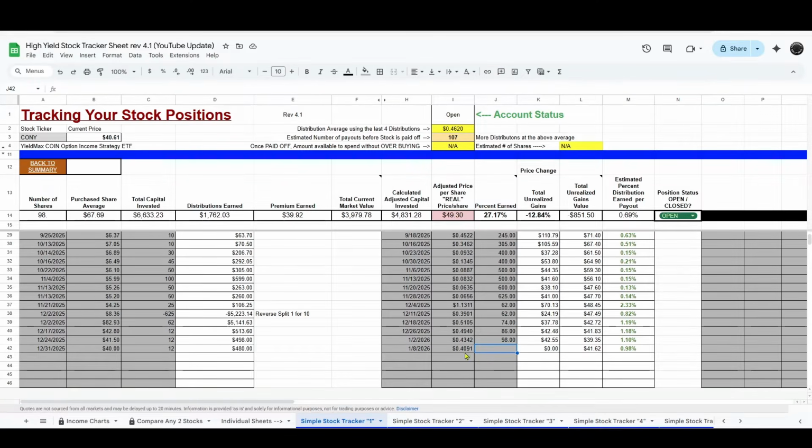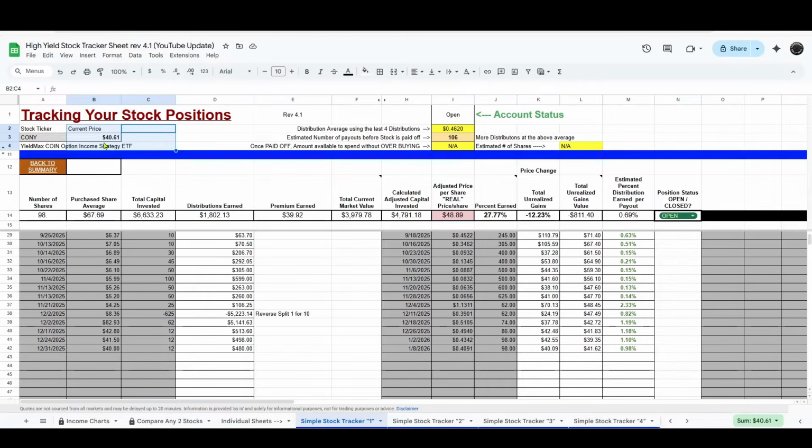And how many shares do I have? I've got 98 shares. So my real price per share of $49.30 now becomes $48.89. And with the current price of $40.61, I am still down on the play. But as I've said before, I continually lower my real price per share.